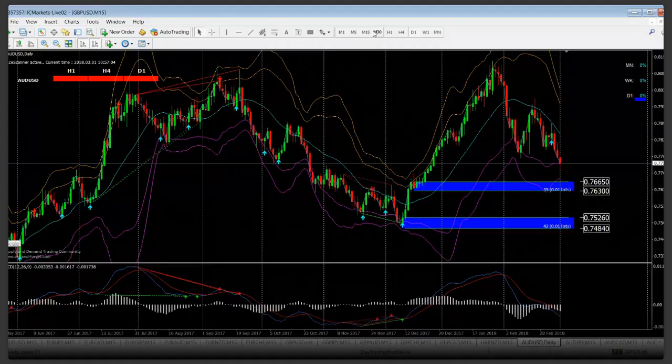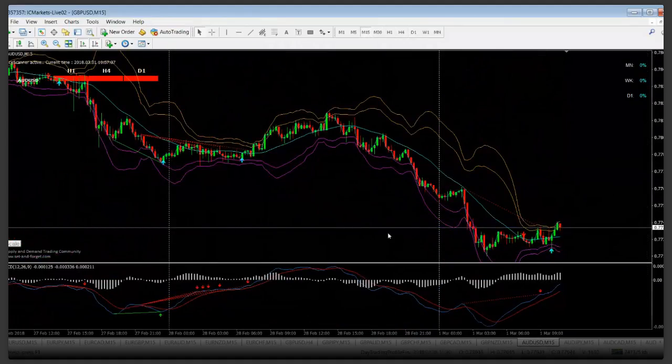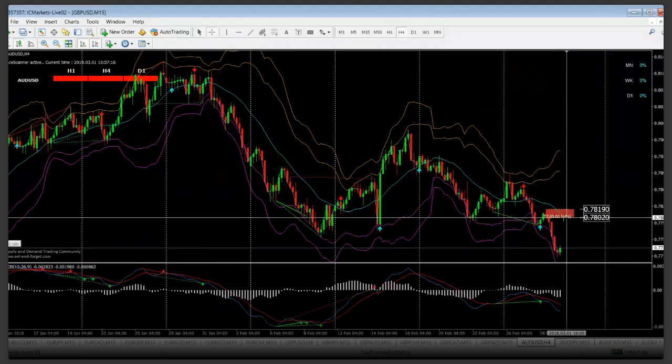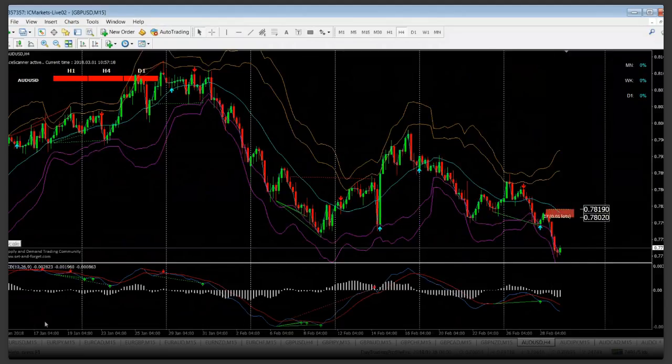So I'll only be looking to take short-term trades, maybe a possible short-term reversal up to this area here, and then get back in here with the sell trade.